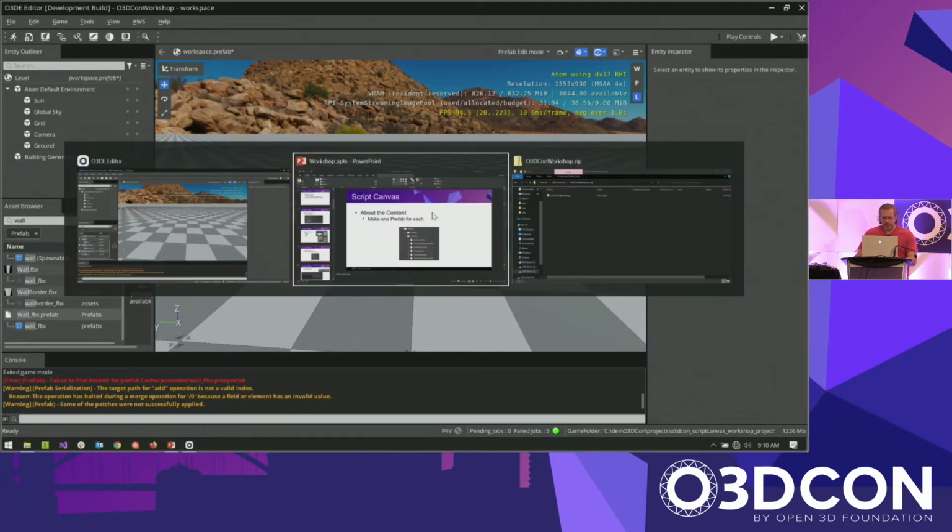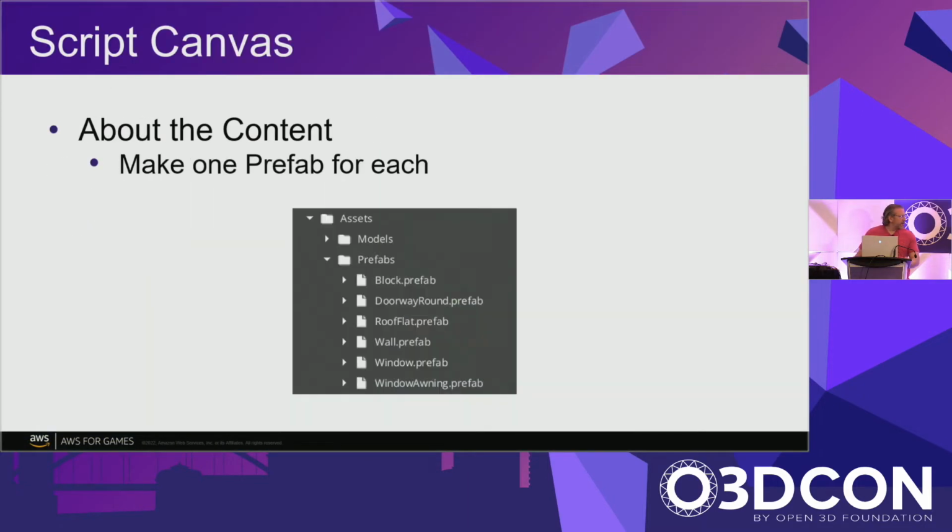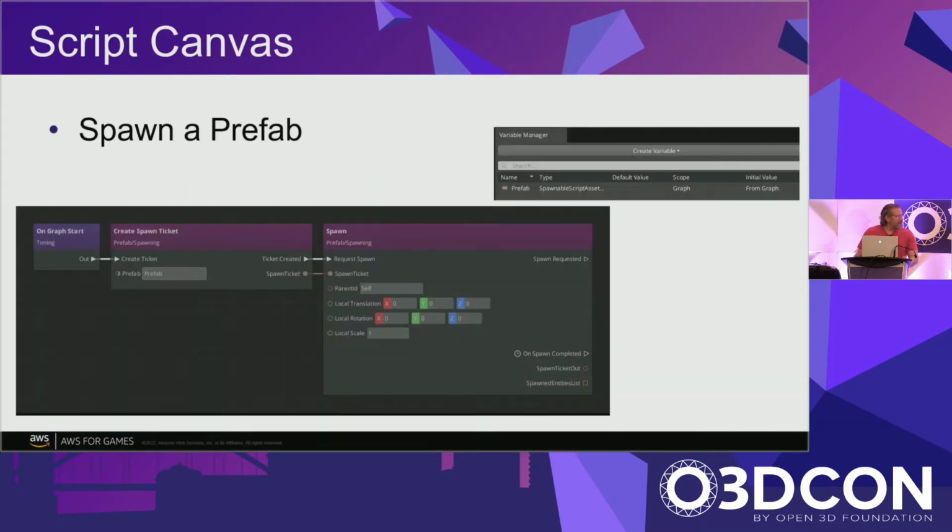So going back here, I don't know how to make it not go back to the beginning, but all right. So how do we spawn a prefab? This is the first step as we dive into Script Canvas.